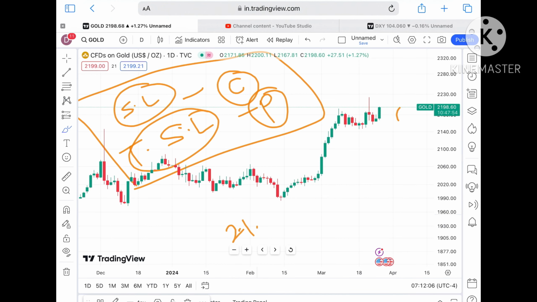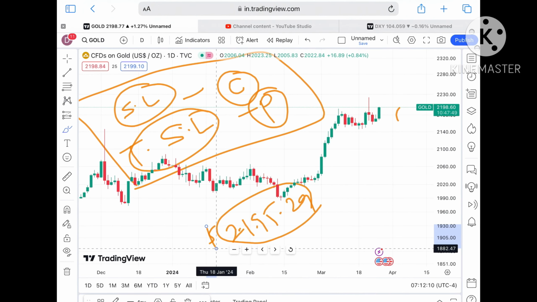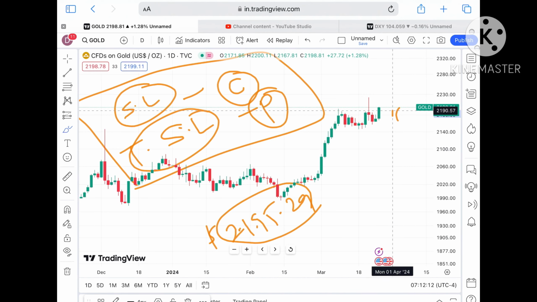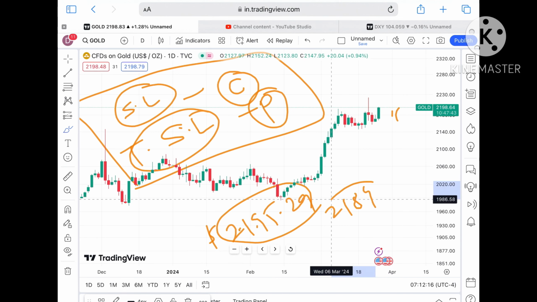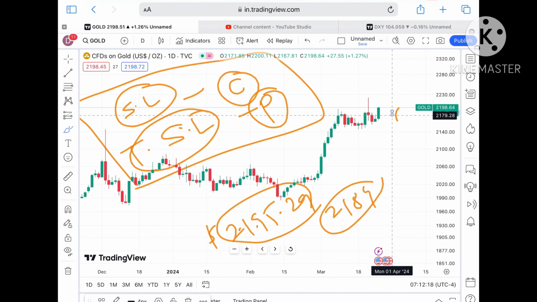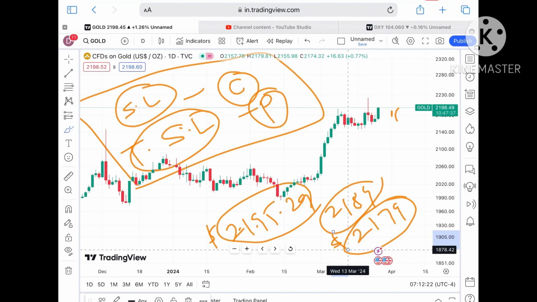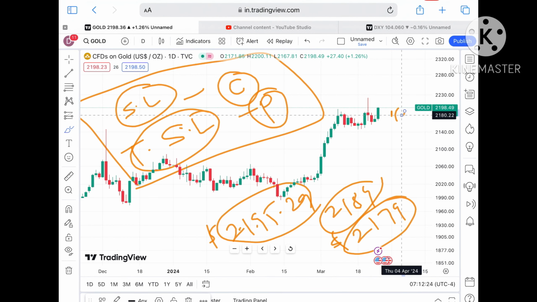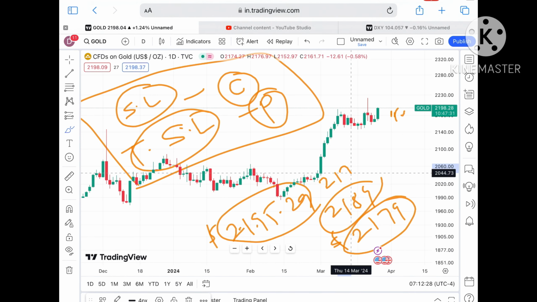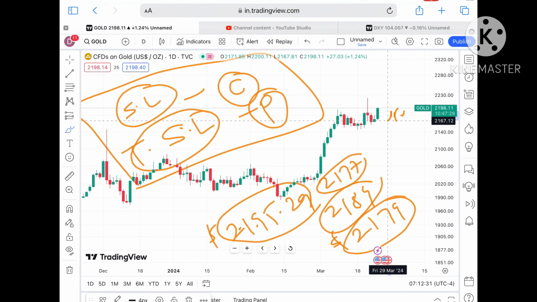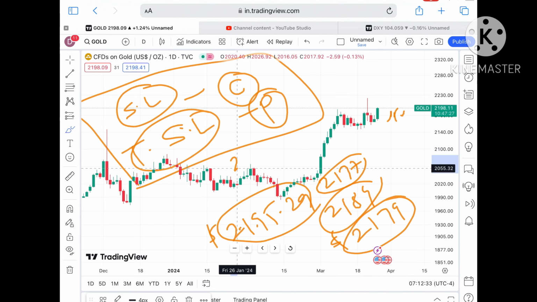Now suppose the price doesn't sustain, it can move towards its next support coming at a level of $2195.29. This is a support. If the price starts moving below that particular level, we can see a further downfall towards a level of 2189. And if it starts moving below that zone, we can see a further fall towards 2179. Suppose the price starts falling below 2179, we can see a further downfall to a level of $2177.